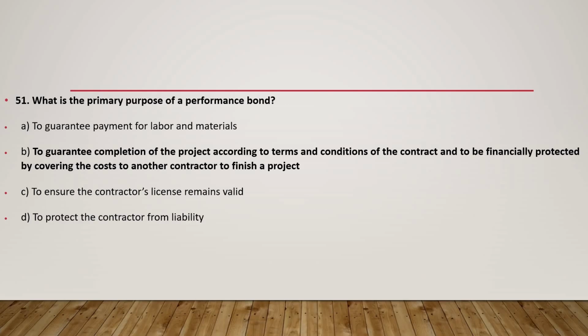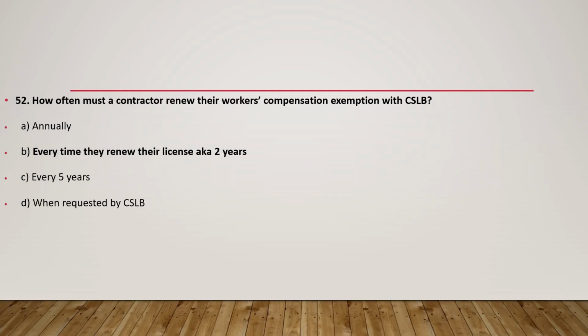51. What is the primary purpose of a performance bond? B. To guarantee completion of the project according to terms and conditions of the contract, and to be financially protected by covering the costs to another contractor to finish a project. 52. How often must a contractor renew their workers' compensation exemption with CSLB? B. Every time they renew their license, aka 2 years.